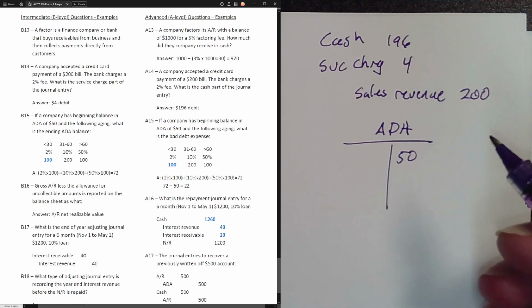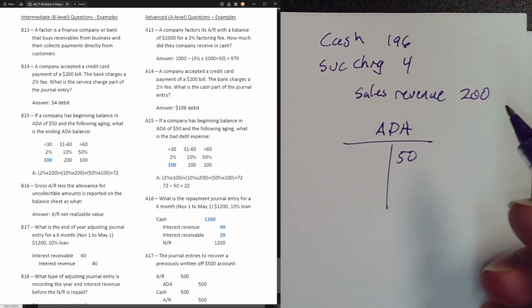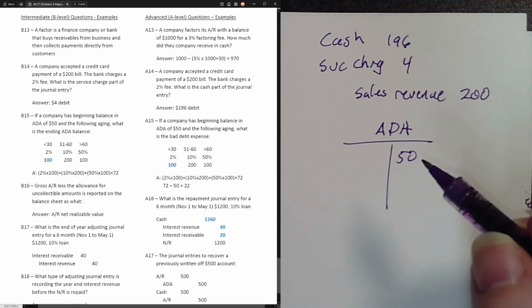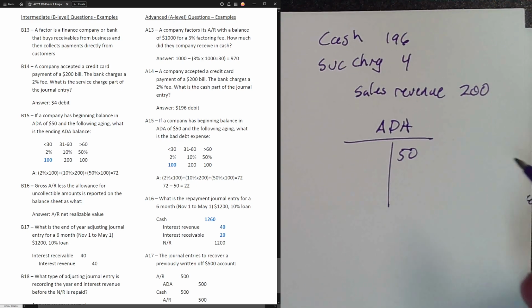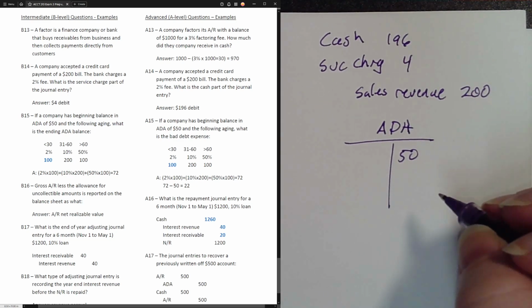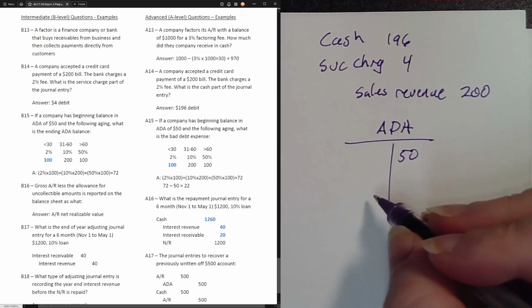1 month overdue, it's a slight uptick in default, but not that many. And then 2 months overdue, there's a lot more people that default. So what do we do? 2% times 100, 10% times 200, and 50% times 100. Well, what does that come out to? That comes out to 72.